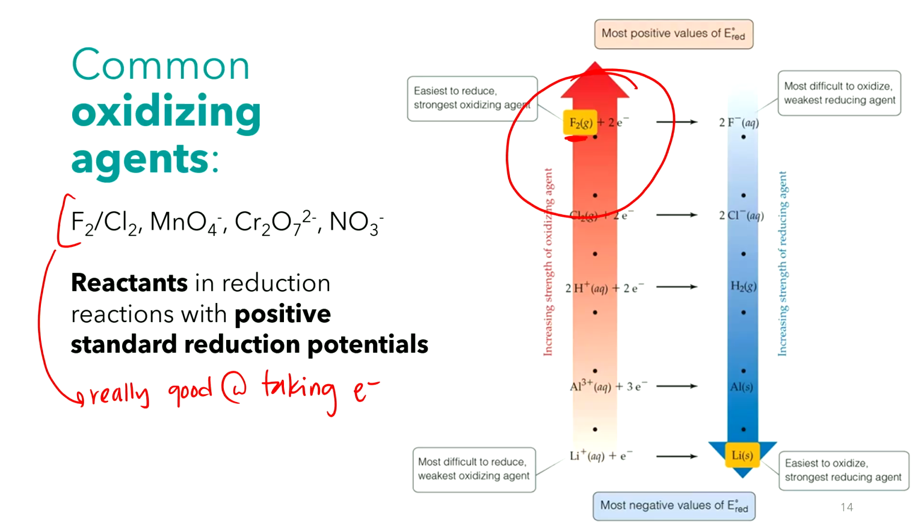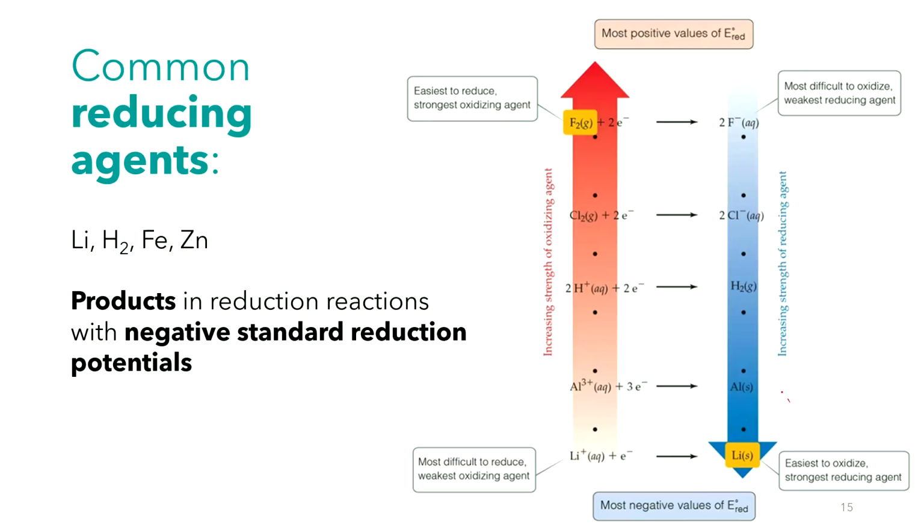Again, this is very similar to the chart that we had for the strength of acid versus the strength of conjugate base. If you're really good at taking electrons, then your counterpart, in this case F minus, is a really crappy reducing agent because it doesn't want to give those electrons back. Okay, so that means in the bottom right corner, when we're looking at the products of a reduction reaction, that's where our reducing agents are. Those are the things that like to give away electrons.